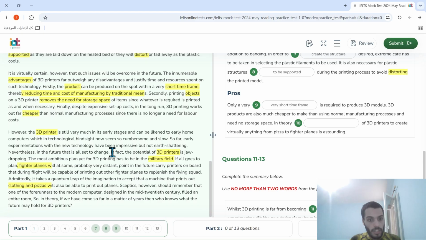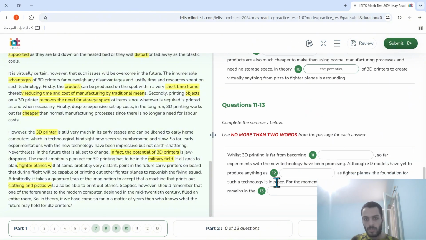In fact, in theory, this is the potential of the 3D printer, with the most ambitious 3D printing. While 3D printing is far from becoming mainstream, so far experiments with the new technology have been promising.